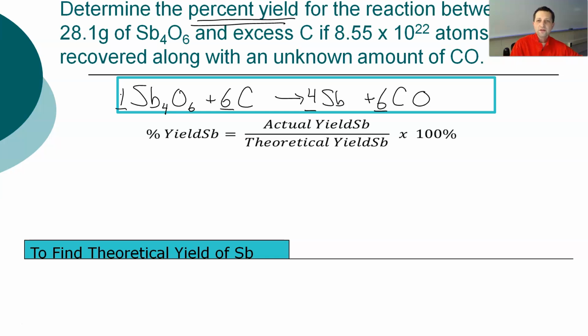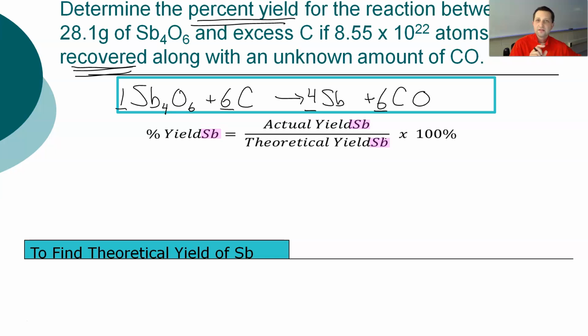Okay, and I want to find percent yield. So I need to have my percent yield formula written out. I want my percent yield of antimony. Okay, how do I know that? It's because the problem says 8.55 times 10 to the 22nd atoms of antimony is recovered. So what's actually recovered here? The antimony is. So my percent yield of antimony is my theoretical yield of antimony on the bottom in my denominator, and my actual yield of antimony is in my numerator on the top.